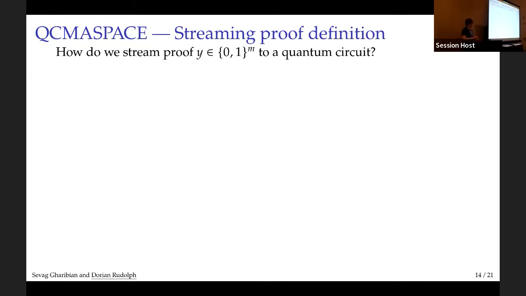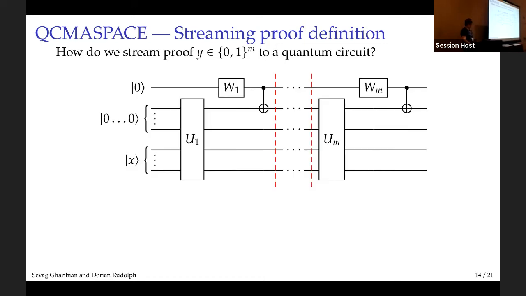So here we need to go over the proof formalism now. So we have the streaming proof. We want to stream some proof y of length m. And so we do this like so. So we have 3 registers: an input register here, x, ancillas initialized to 0, and the proof register. It's a single bit only.